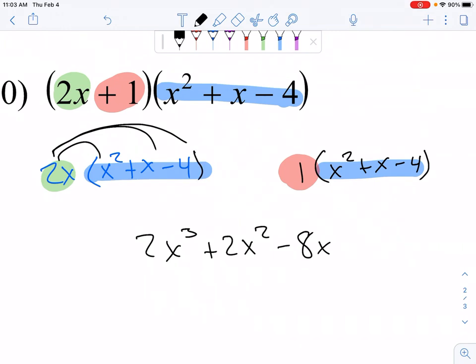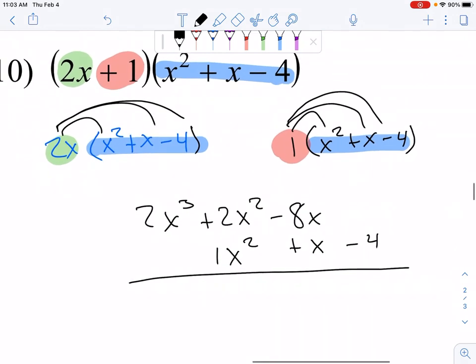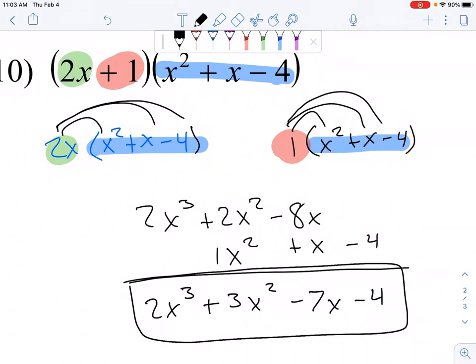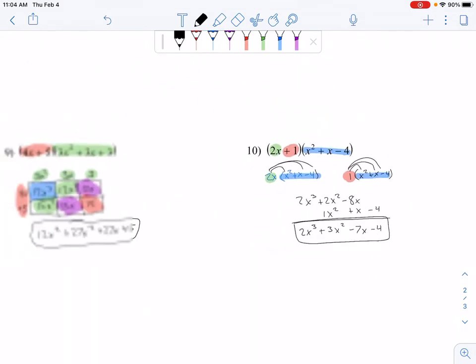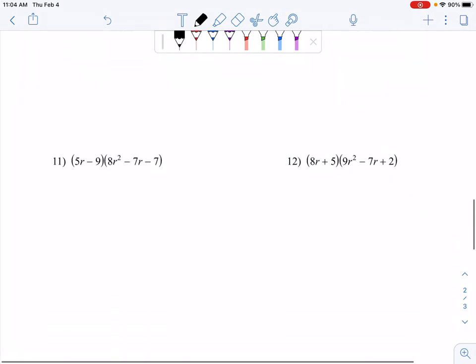Okay, and then I multiply my second. Anything times 1 just isn't going to change, so this is going to give me a 1x squared. This is going to give me a positive x, and this is going to give me a negative 4. I like this way because I can stack my answers, and it's easier for me to count up how many of each thing there are. There are 3x squareds, there are negative 7 x's, and negative 4. So that's expanded. I like expanded because you can see it. It's a little bit of writing, but it's not quite as much setup and writing as the box.